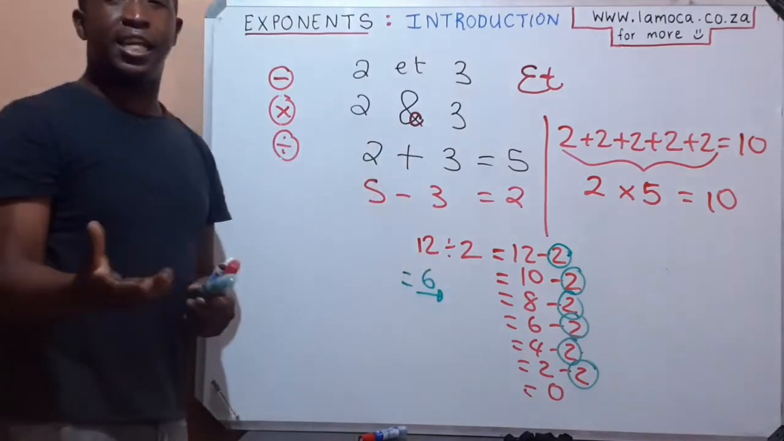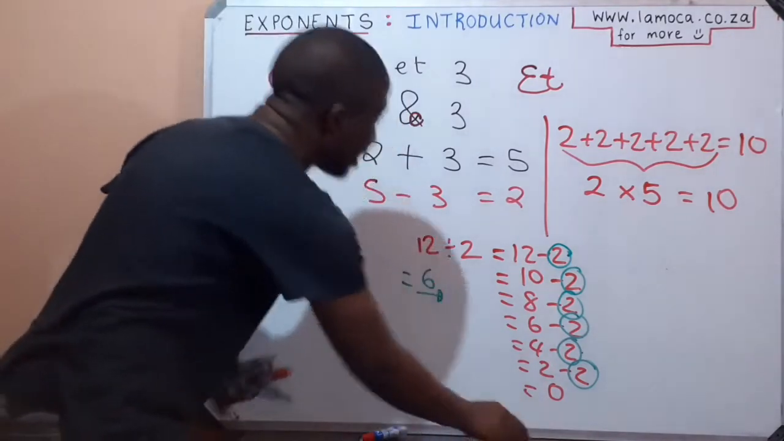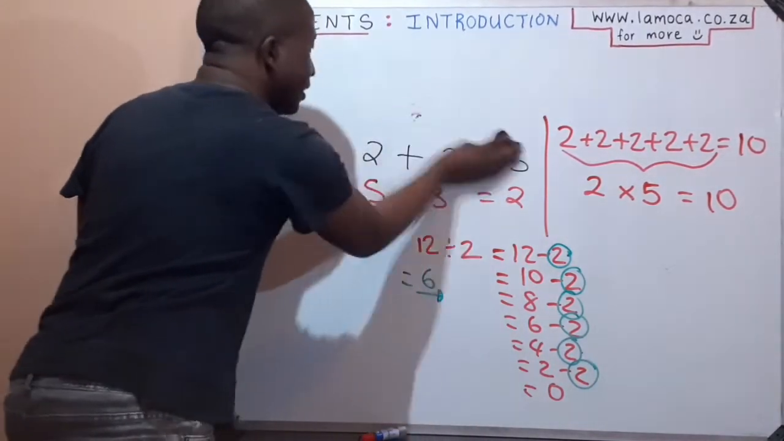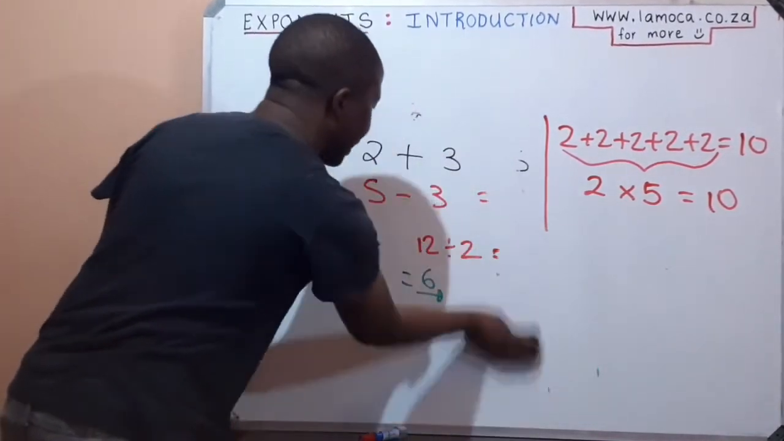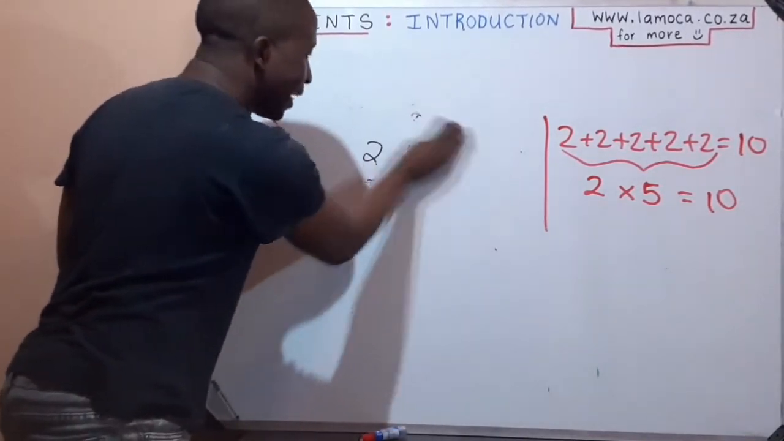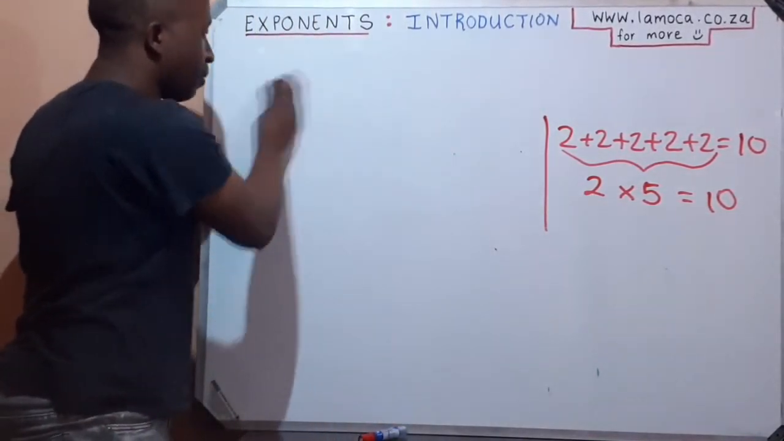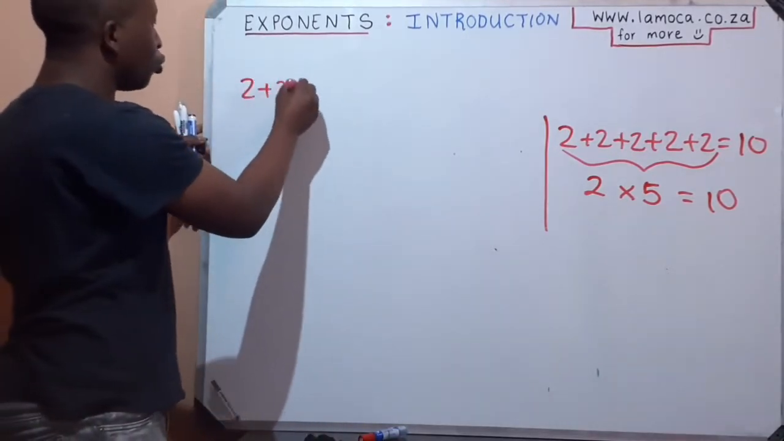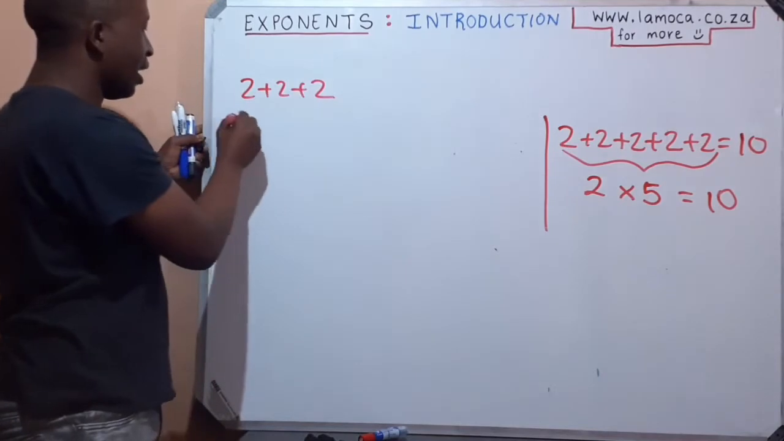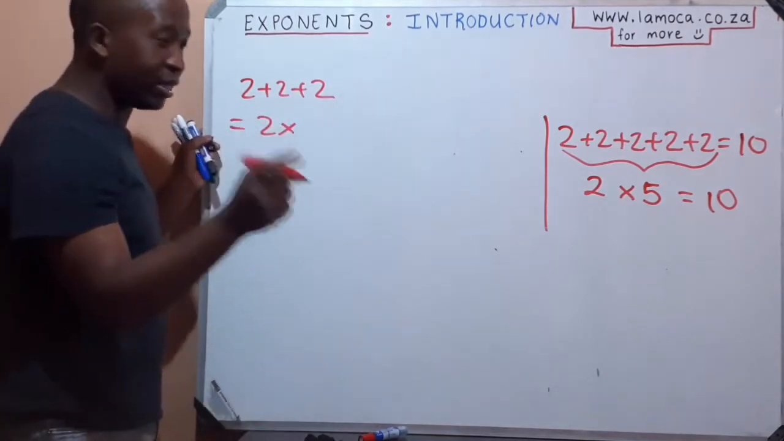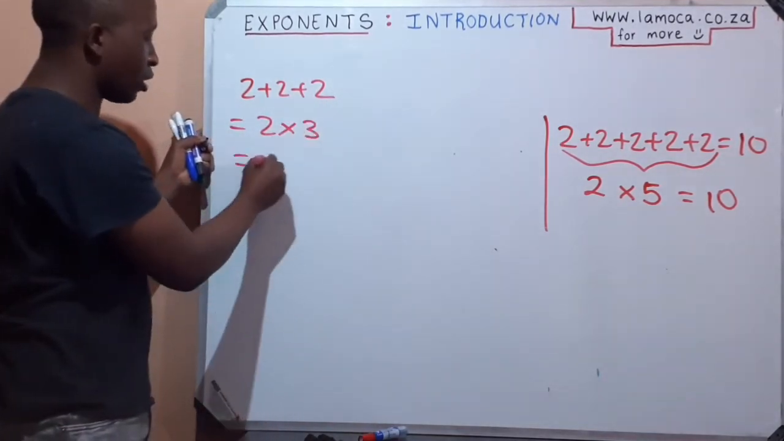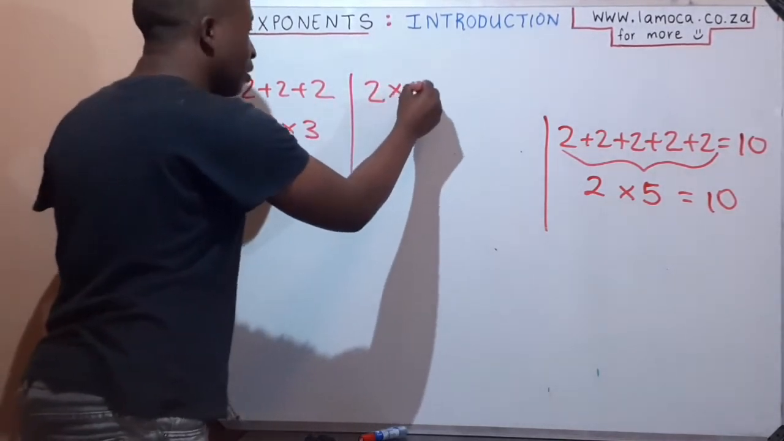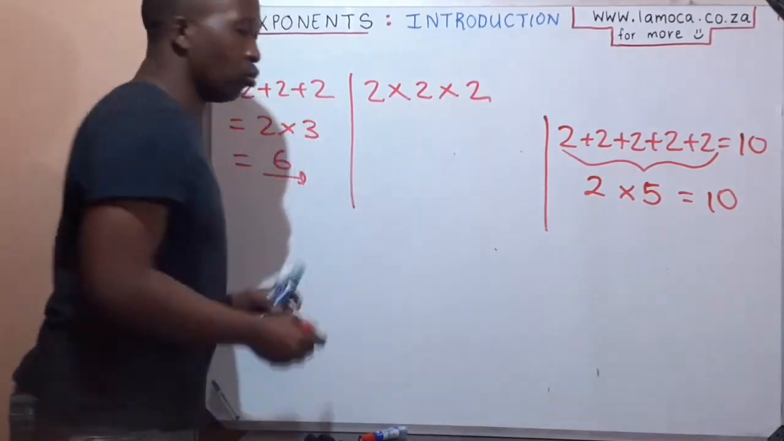Now, how does this actually help us when we come to exponents? Let's think about this in the context of exponents. So we know for a fact that multiplication is repeated addition. But what is repeated multiplication? For example, we know that 2 plus 2 plus 2 is just as good as 2 added to itself 3 times, which is going to give us an answer of 6. But what is 2 times 2 times 2 going to be now?